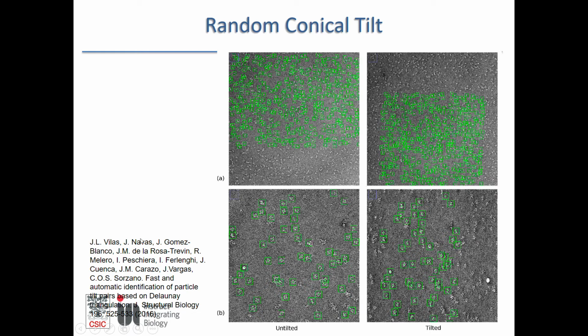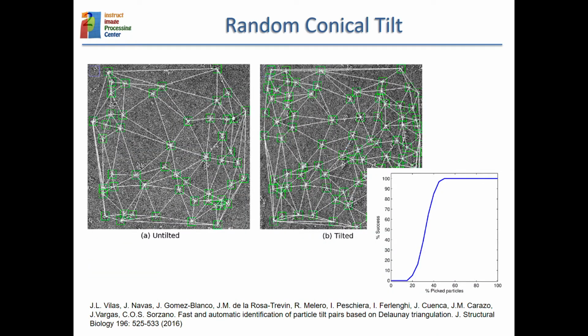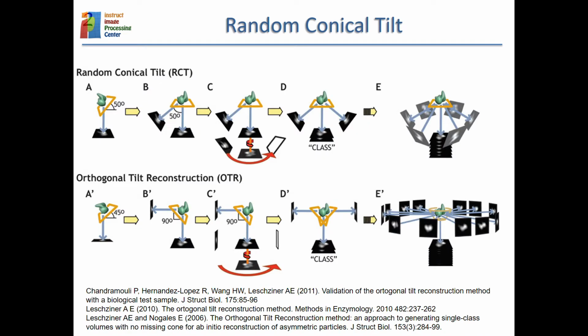There is an algorithm implemented in XMIPP, and available through Scipion, that allows you to automatically pick your particles in one micrograph, automatically pick in the other micrograph, and then find the correspondences automatically. This technique is very useful. Here you have some results of how it works, and it works by constructing triangles and finding correspondences between these triangles.